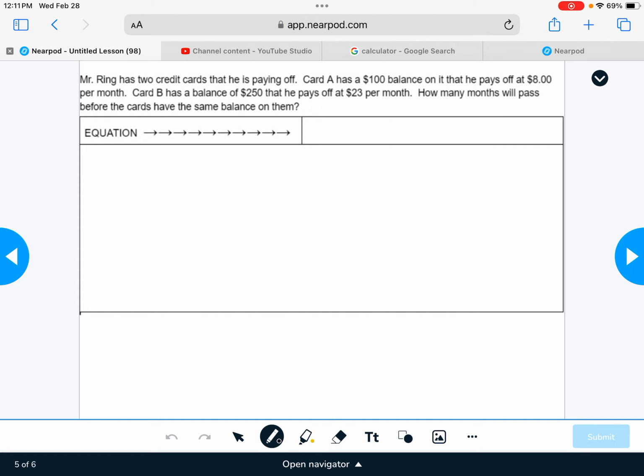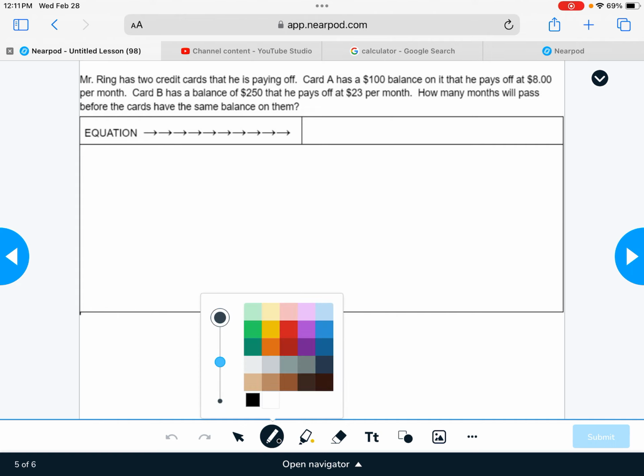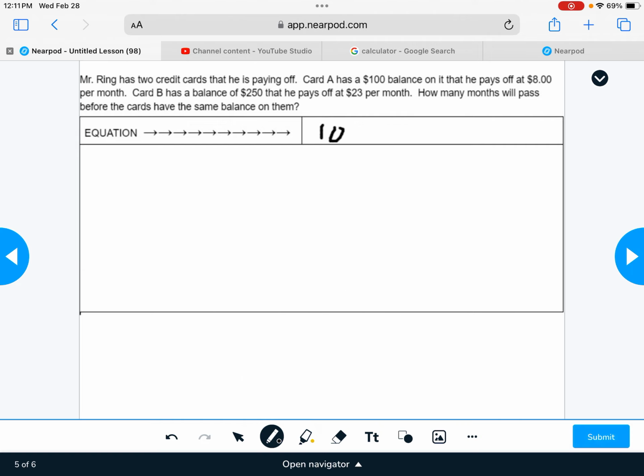All right, so what does that equation look like? Not as bad as you'd think. We have 2 cards. Card A has a $100 balance, and I'm paying it off at $8 per month. 100 minus 8x. And that x represents how many months have passed. If it's only 1 month, it's only $8 off. So 100 minus 8 would give me $92. But if it's 2 months, 8 times 2, 16. 100 minus 16 is going to be 84. Okay, we're seeing how it's starting to get paid off.